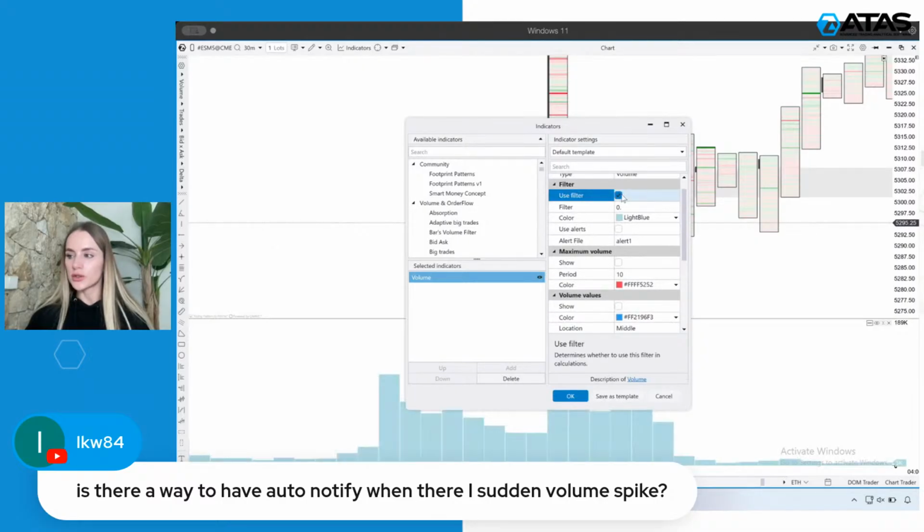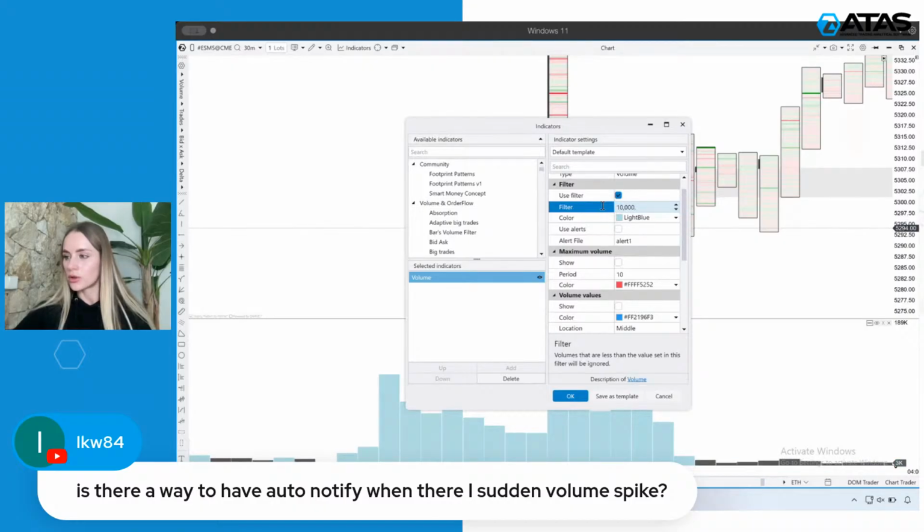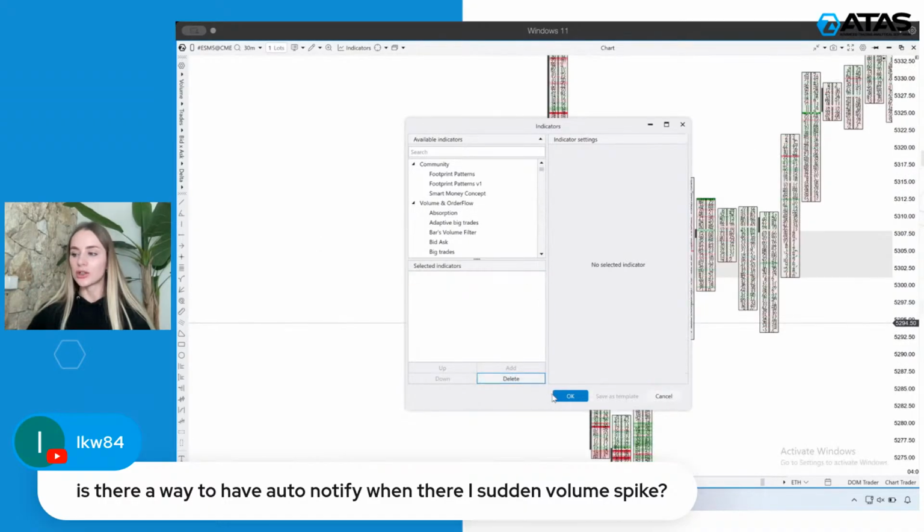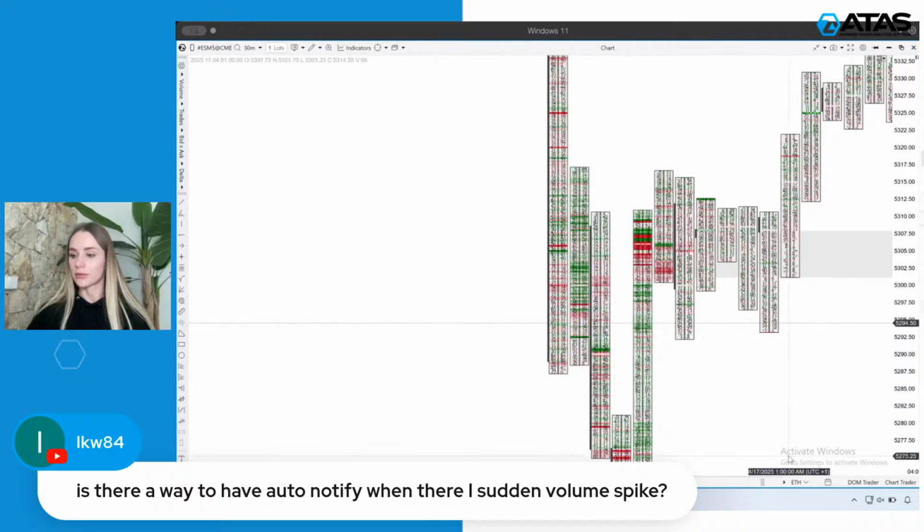Also, what you can use is the filter. You can set up the filter which is going to notify you, for example, if you have more than 20,000 contracts traded, when the volume starts increasing, or 30,000 volume traded. Well, it depends on the asset that you trade. But you can use the filter, which is also going to highlight a very specific amount of contracts traded at this very candle, and is going to tell you, hey, pay attention, something is happening.